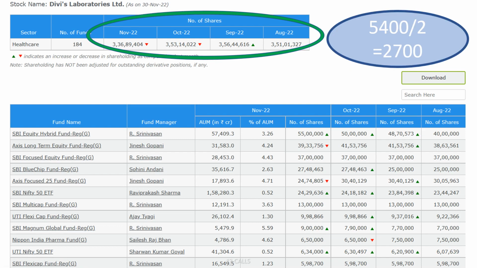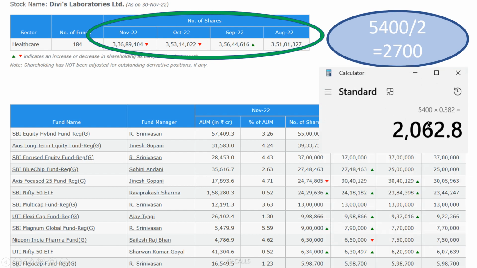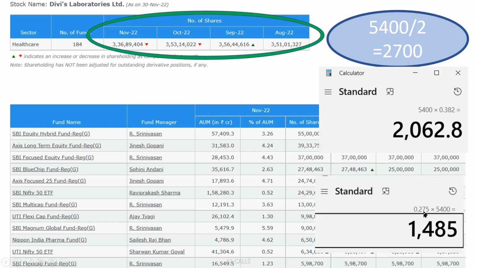DivisLab's top is 5400. If it does a 50% correction from the top, the price comes out to be 2700. If it does a 62% correction, the price comes out to be 2000 rupees, and if it does a 70% plus correction, 72% correction, then the price comes out to be 1485, which is around 1500. I'm not saying here that the share is going to come down to 2700 or 1500. It's only going to be decided by the results of the company.